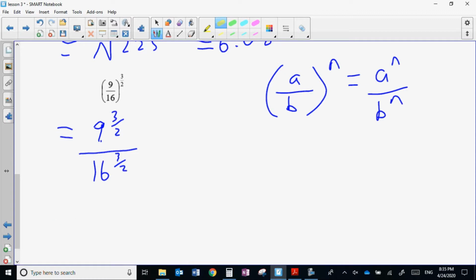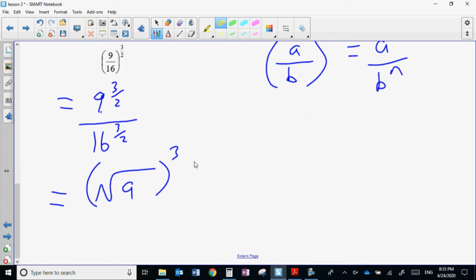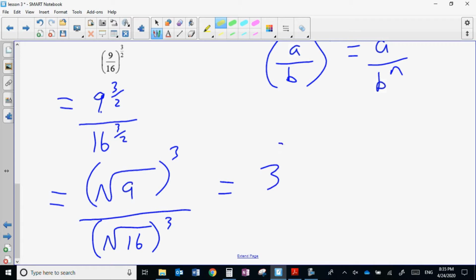But in any case, 9 to the power of 3/2 is the square root of 9 cubed. And 16 to the power of 3/2 is the square root of 16 to the power of 3. Notice I chose to put my roots first and my exponents on the outside because I know how to do the square root of 9. I know that that's 3. And I know how to do the square root of 16. I know that's 4. Gives me 27 over 64. So that's how you finish that off.